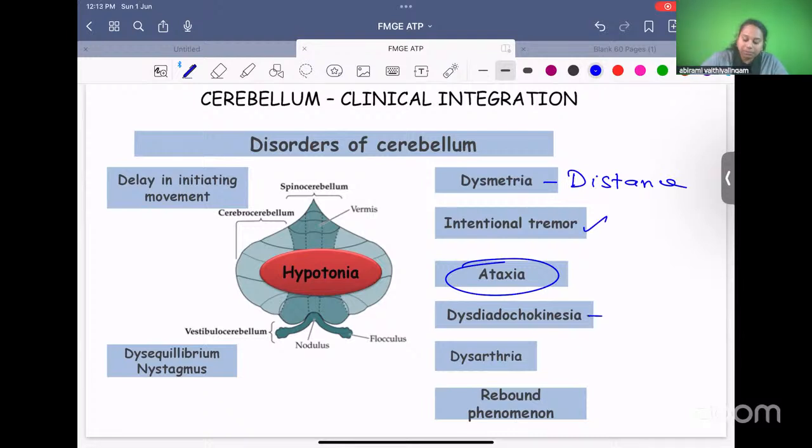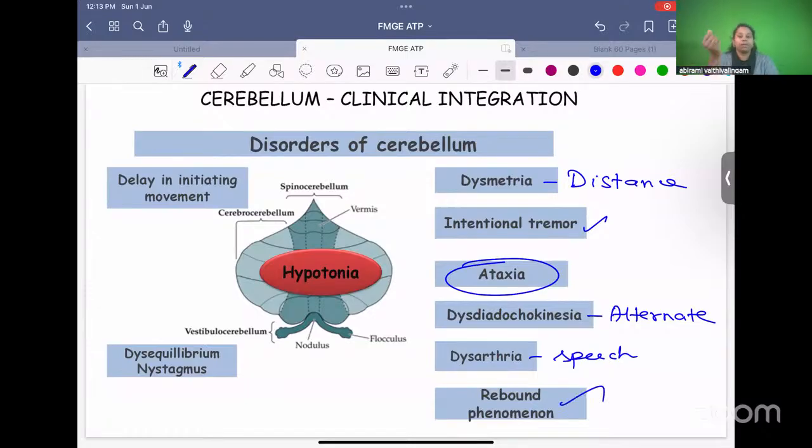Incoordination in doing alternate activities. How will you ask the patient to do alternate activity? Like this. This was a last year repeat question. Dysdiadochokinesia. If you are able to do alternate movement, that is diadochokinesia. If you are not able to do this, that is called dysdiadochokinesia. So in cerebellar disease, patient will have dysdiadochokinesia. He cannot quickly alternate like this. Dysarthria: incoordinated speech.